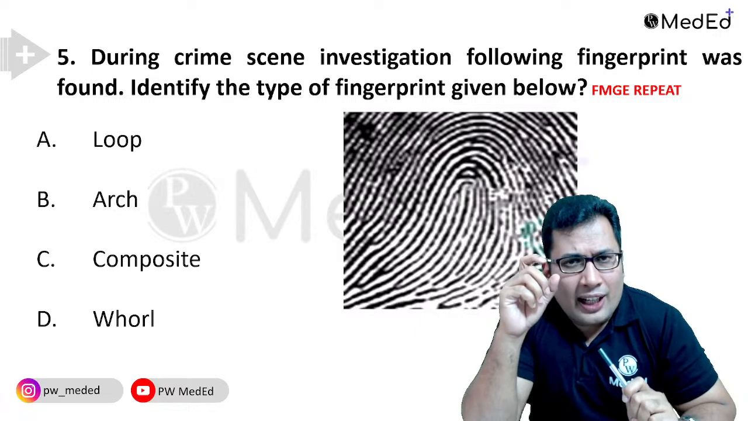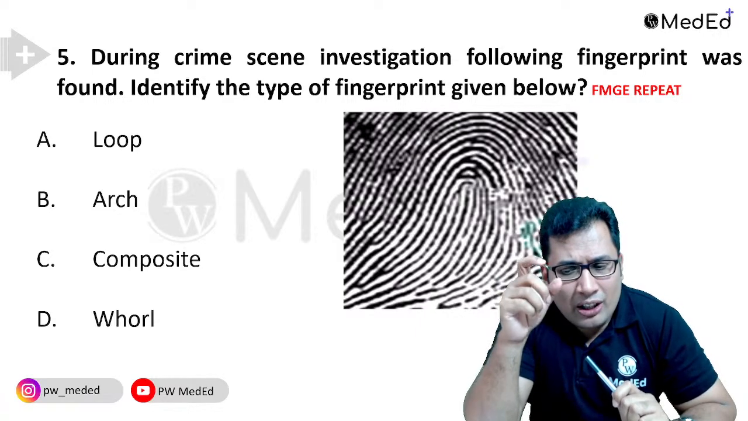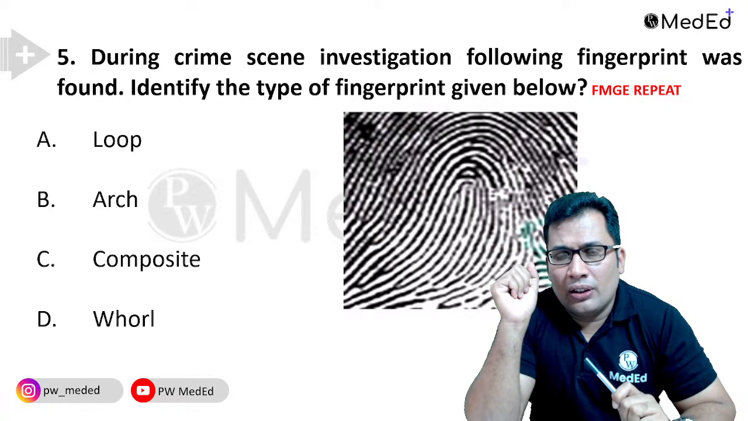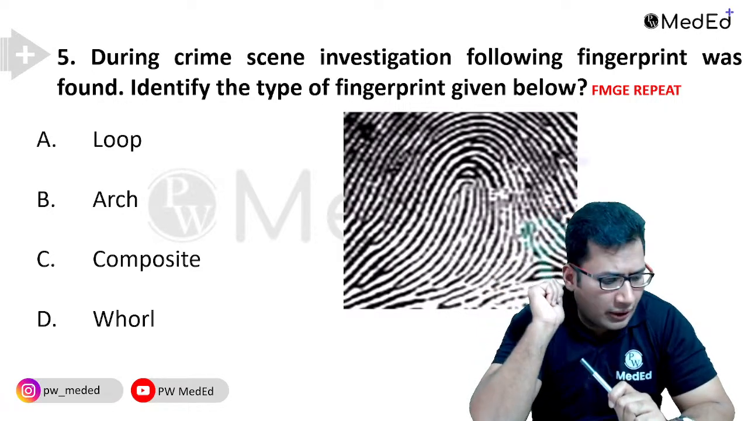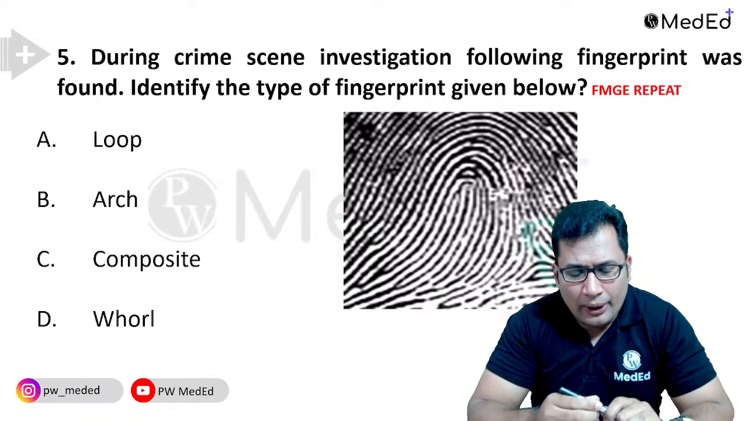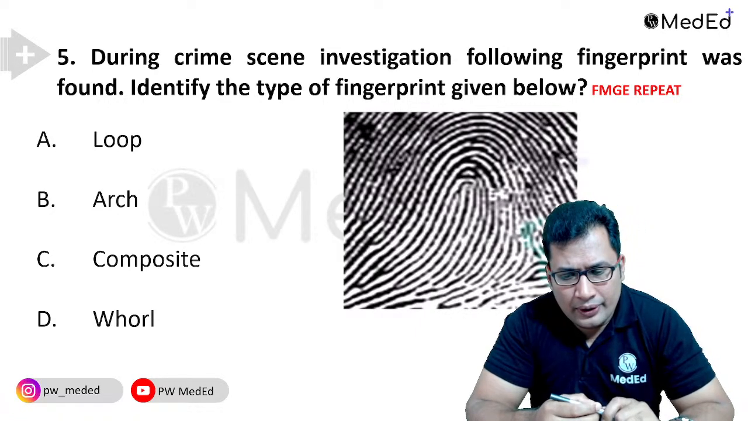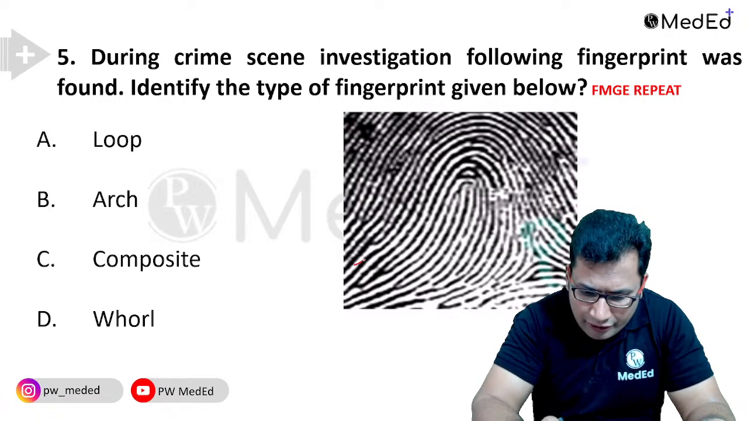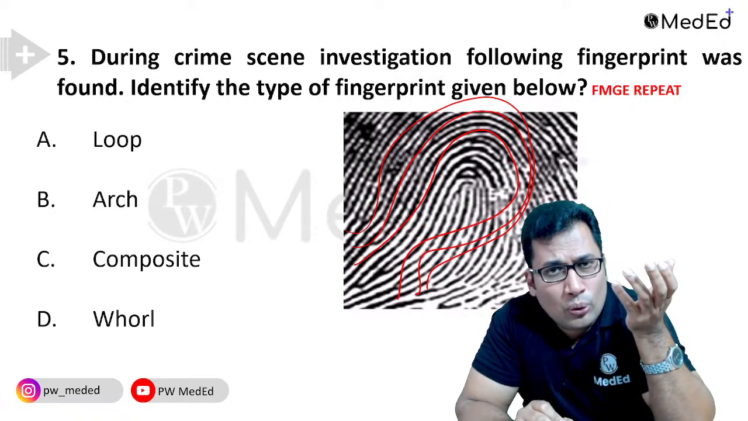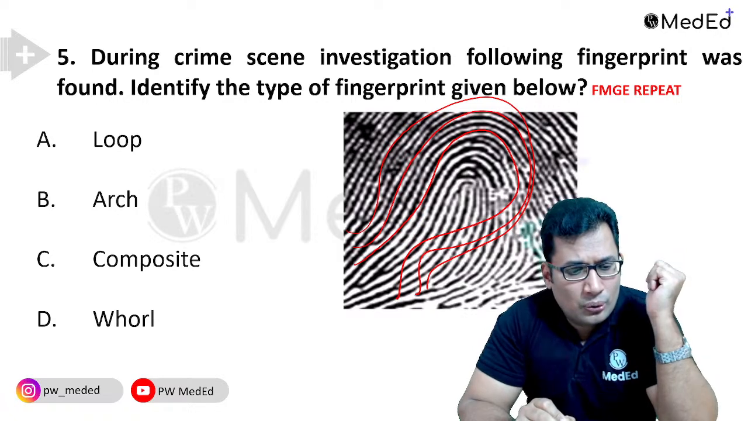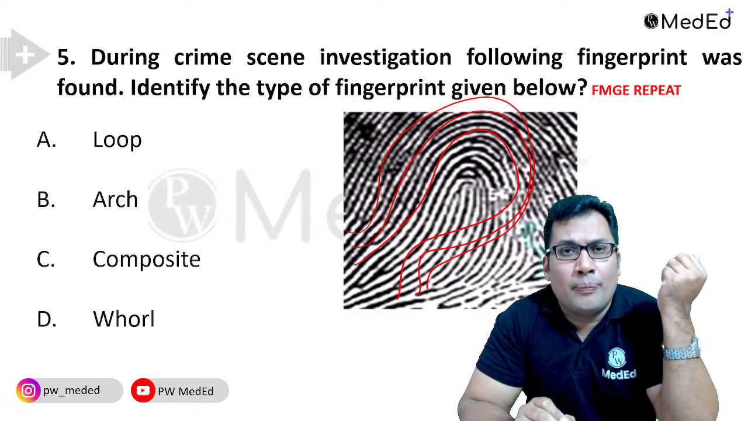Now, during crime scene investigation, the following fingerprint was found. Identify the type of fingerprint given below. Can you make it out? What you can see here is a fingerprint. Fingerprint is also known as dactylography, dermatoglyphics, or the Galton system.